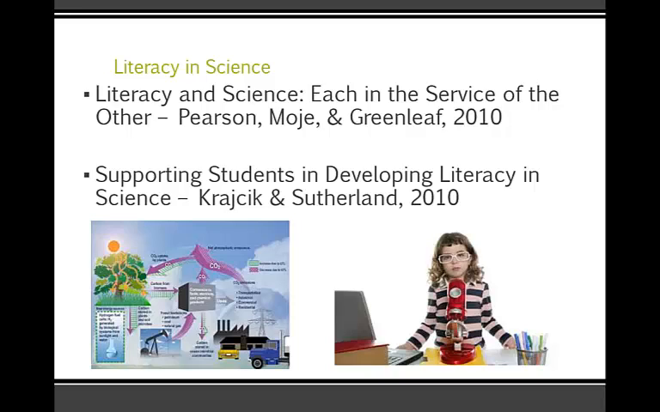And then integrating different representations and having explicit instruction and modeling for those different representations that we use in science. And then asking students to articulate, to apply their ideas to new contexts.